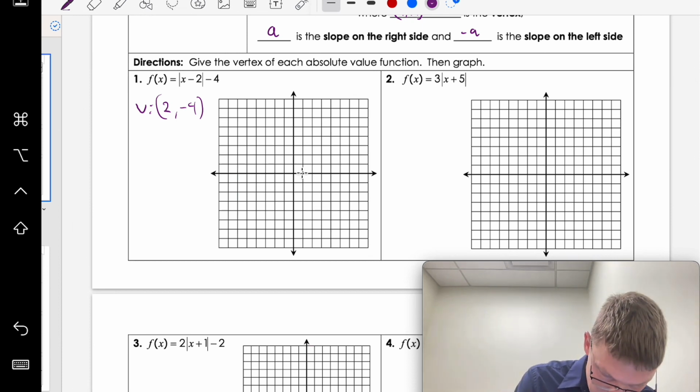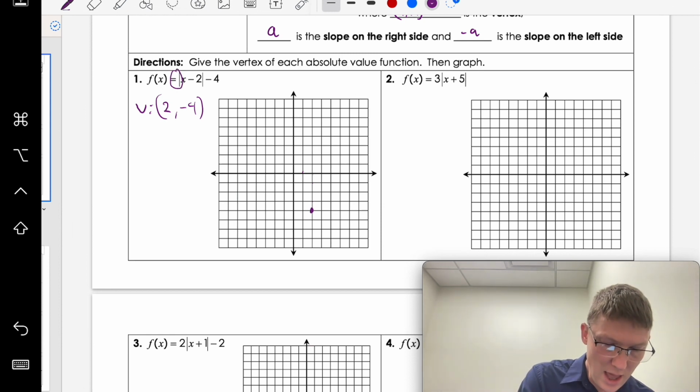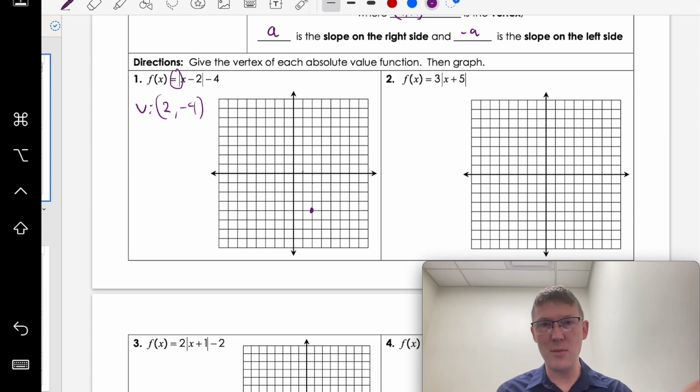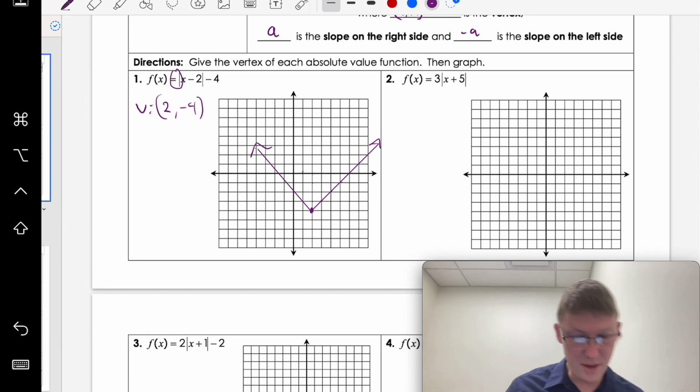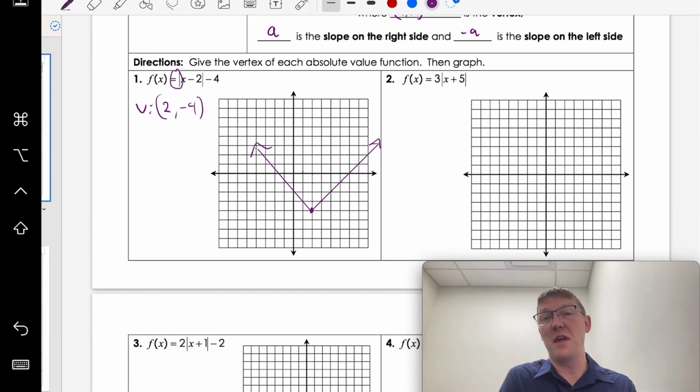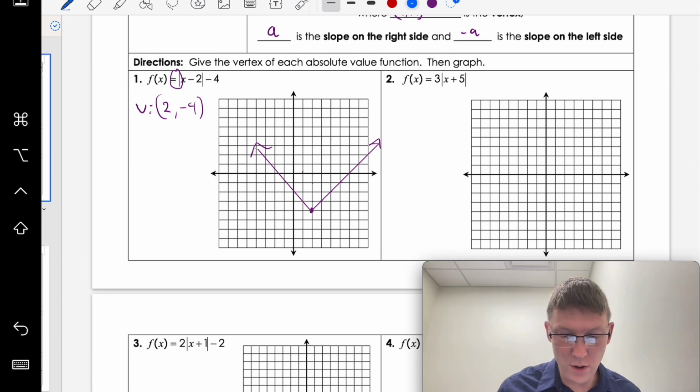So x is 2, 1, 2, 1, 2, 3, 4. There's our vertex. The a, there is no number there, so it's an implied 1. So our slope is 1 over 1. So I can put a few points there. I kind of missed, but whatever. And I'm just going to mirror it on this side. And there you go. Done. See? It's that easy.